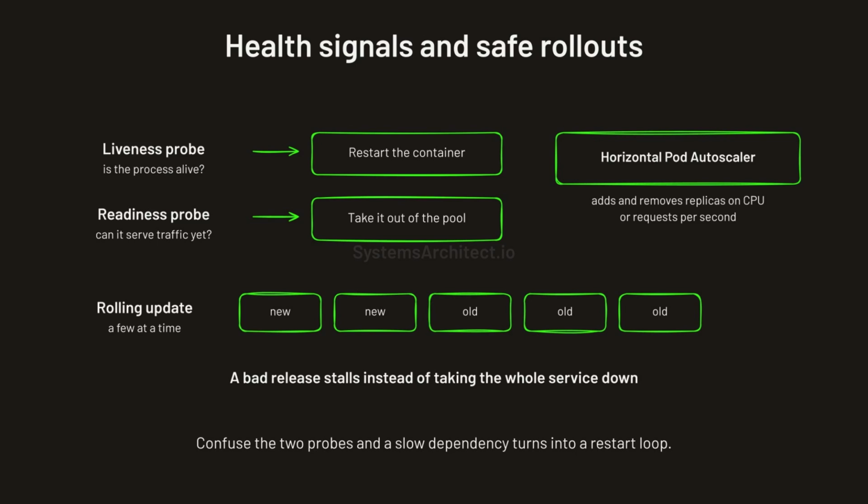Liveness probes ask whether the process is still functioning, and a failure triggers a restart. Readiness probes ask whether it can serve traffic. A failure removes the pod from the load balancer. Rolling updates replace old pods a few at a time, so a bad release stalls instead of failing the service. The horizontal pod autoscaler then adds replicas against CPU or custom metrics like requests per second.